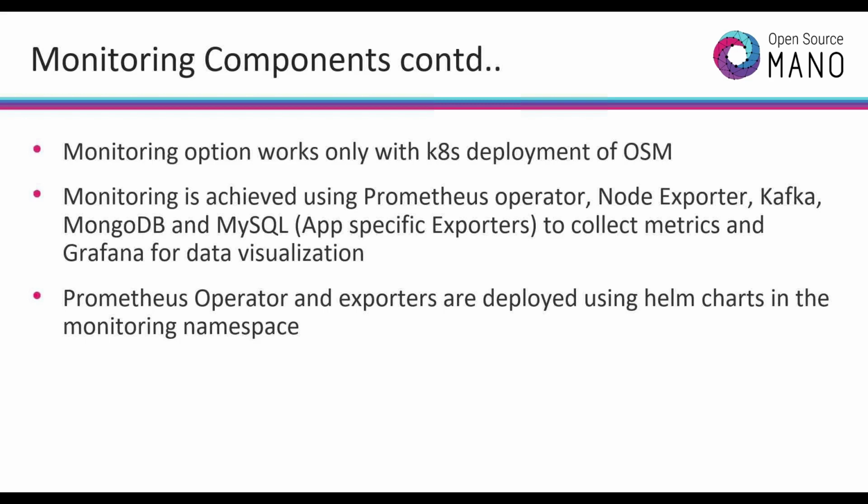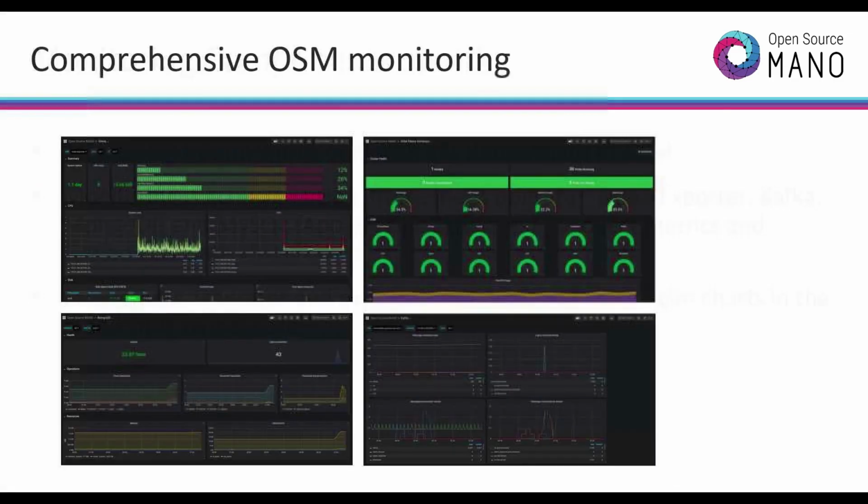In the monitoring namespace, you will see Prometheus operator and node exporter. Prometheus is a time series database which stores your metrics, and node exporter gets your Linux host metrics. Kafka, MongoDB, and MySQL exporters are application specific exporters, which will give you the metrics related to those respective applications. And Grafana is for visualization, where you can create dashboards of your own to visualize the data which has been scraped by these exporters.